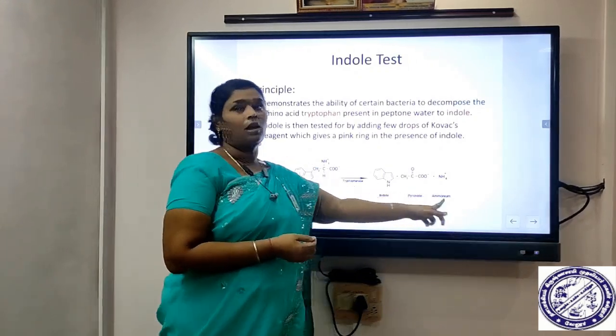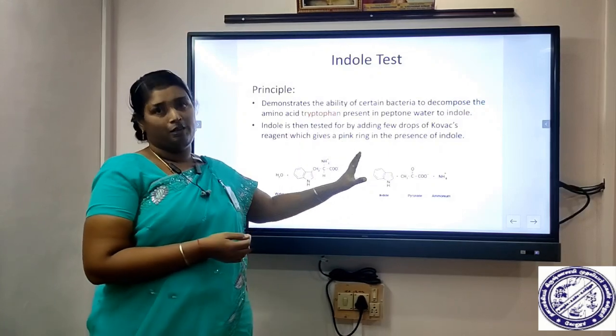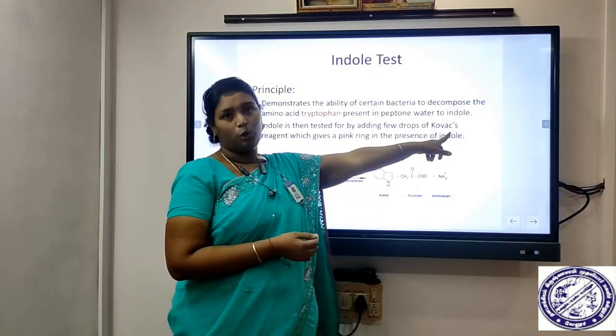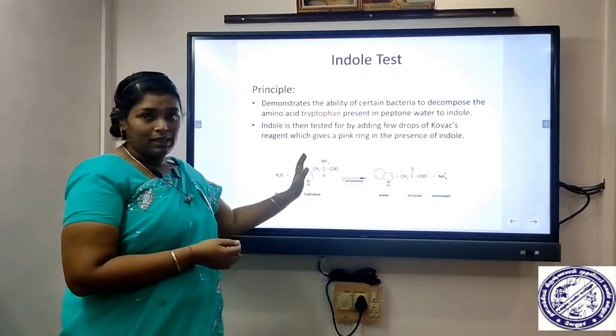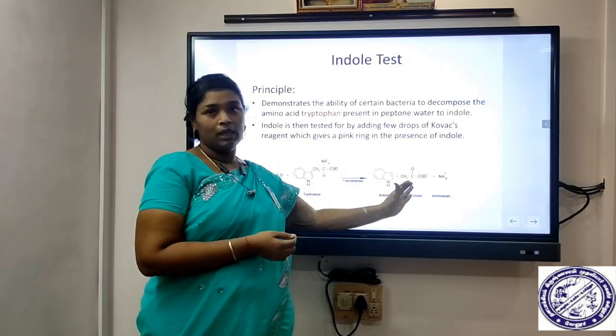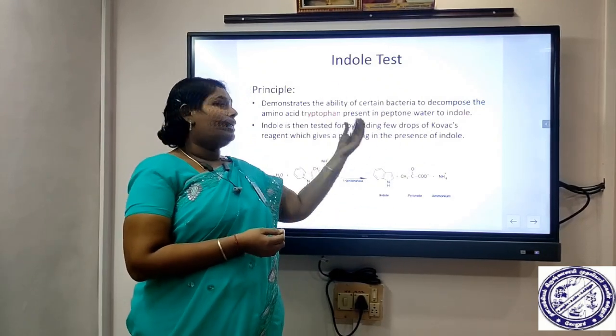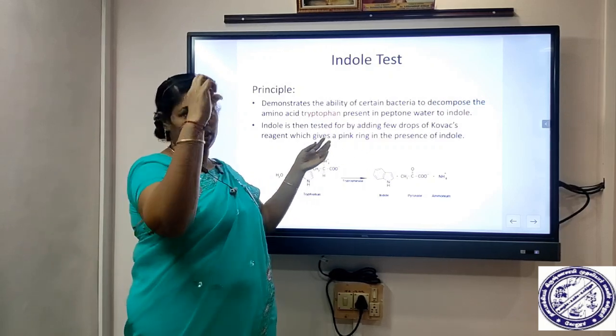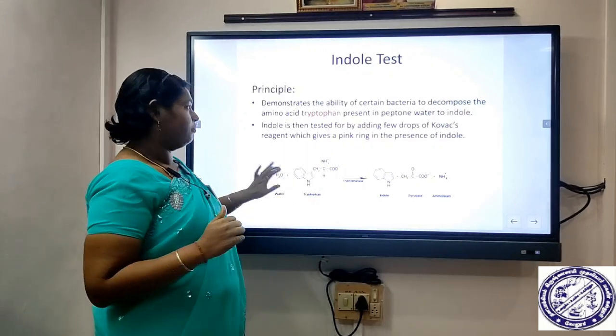ammonium products. So with this we are able to confirm the production of indole by adding a reagent called Kovacs reagent. When this Kovacs reagent is added to the medium, it changes the medium color, and we can detect it by the presence of a pink color ring formation on the top of the medium.